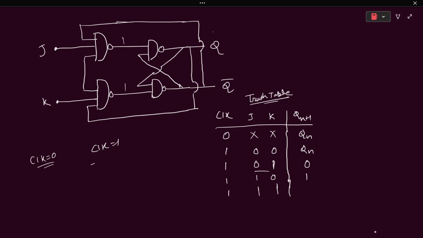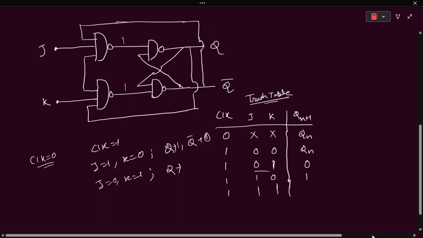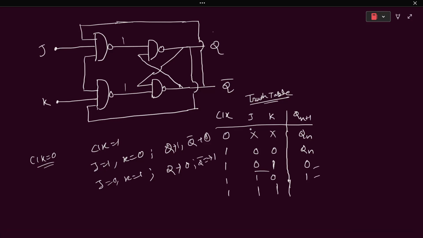When the clock is 1, J is 1 and K is 0, what will be the values of Q and Q complement? If you put J as 1 and K as 0, we get Q as 1 and Q complement as 0. And when J is 0 and K is 1, Q is simply 0 and Q complement is 1. This is why we wrote that 0 1 was the same as the SR flip-flop, with no difference here.